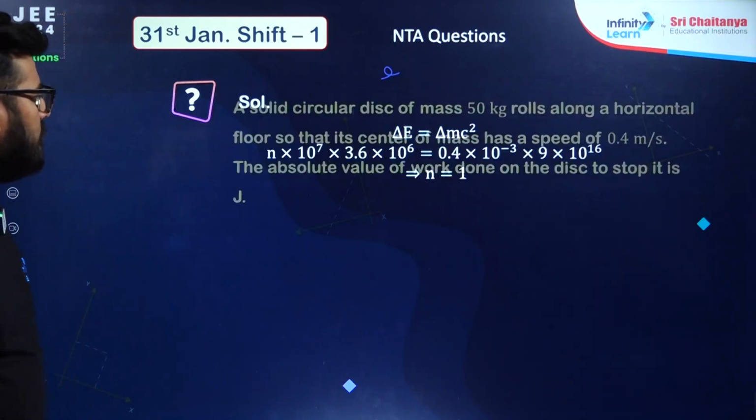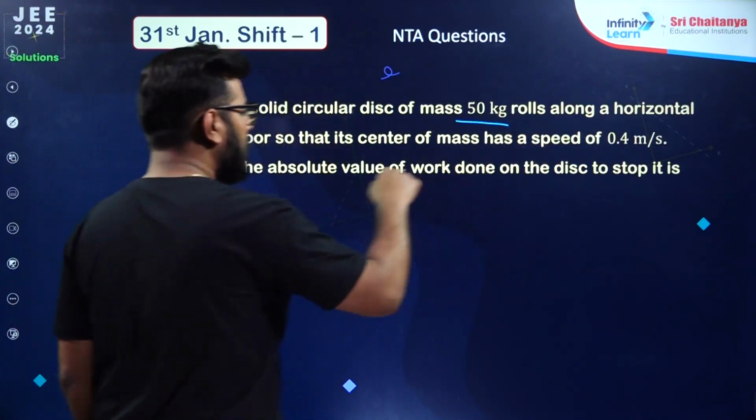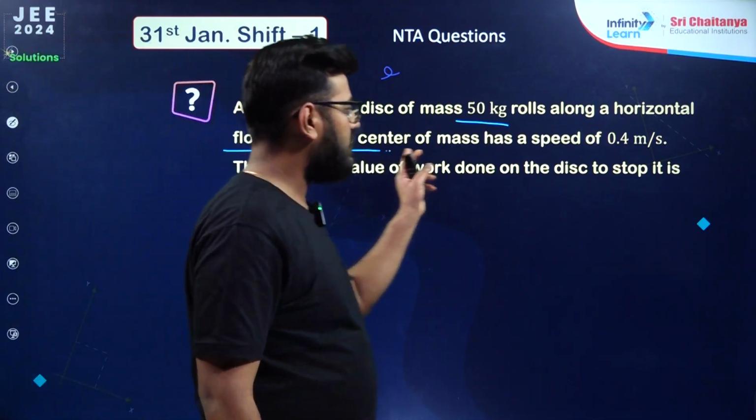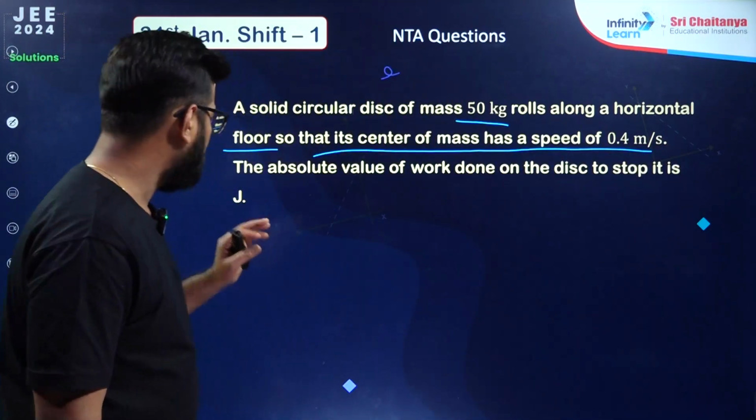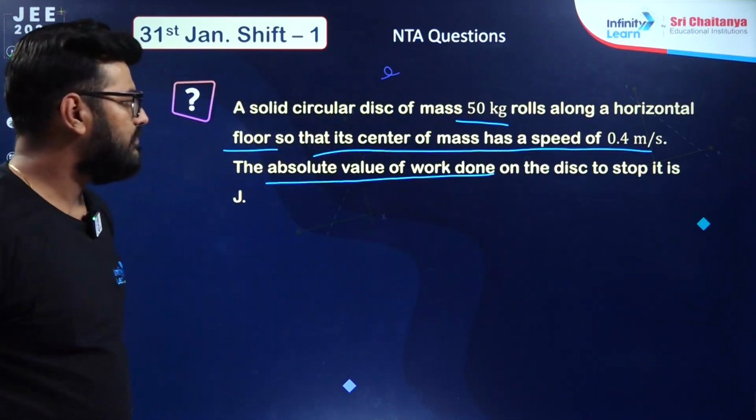Talking about the next problem, that is a solid circular disc of mass 50 kg. It is rolling along a horizontal floor so that the center of mass has a speed 0.4 meter per second. The absolute value of work done on the disc to stop is.